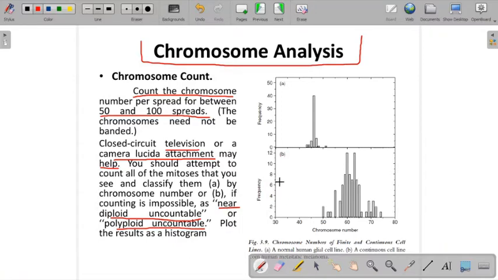Such kinds of counting we can plot in terms of a graph, right? And this graph is called a histogram. So how many chromosome numbers are there, and the frequency of these chromosomes which come up in our slide. With respect to that, we count these chromosome numbers and we analyze them.